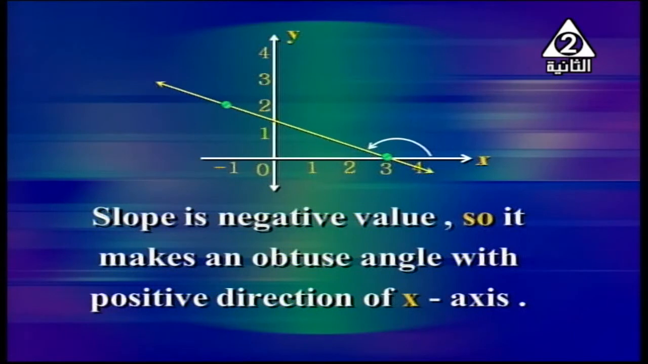Now you have 2 different types of slopes up till now. One of them is positive and makes an acute angle. The other is negative and makes an obtuse angle with the positive direction of the x-axis.